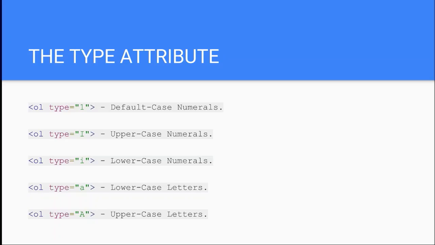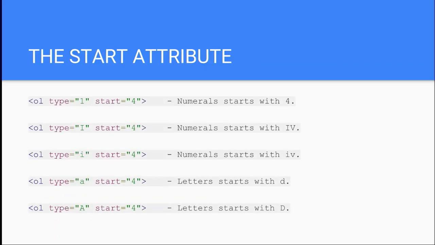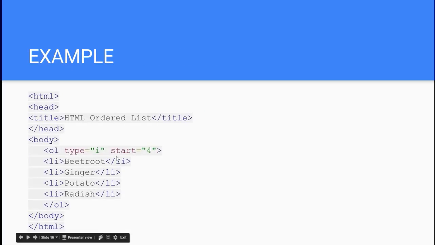And the next attribute in order list is the start attribute. What is the start attribute? Here in this order list, we are going to specify the starting point of numbering as we need. Let us try a couple of programs so that you can understand it better. For example, in this order list, we are mentioning the type is small Roman numbers and start from 4. So it will start counting from the 4.